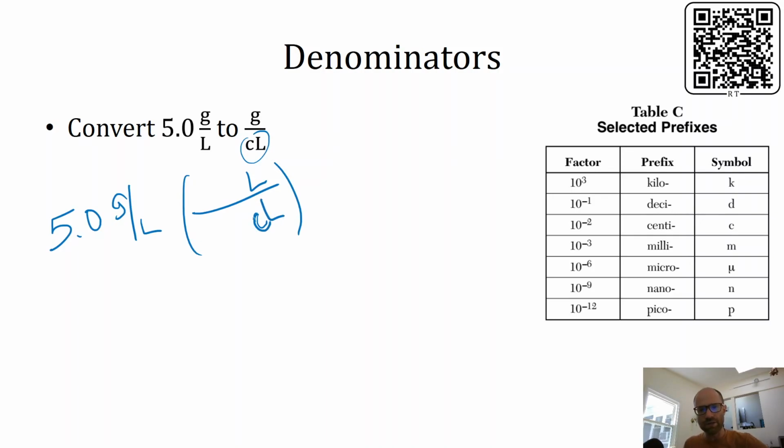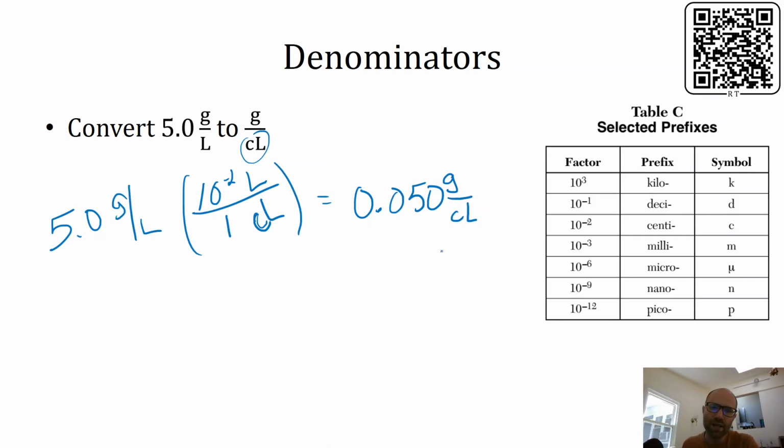After that, we use our reference table. There's table C next to us. We follow the exact same pathway that we would before. And what we end up getting then would be 0.50 grams per centiliter. Does this make sense?